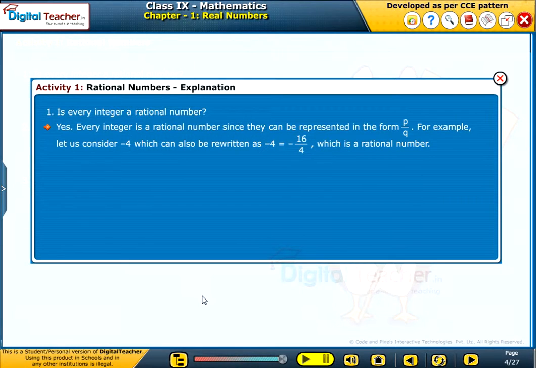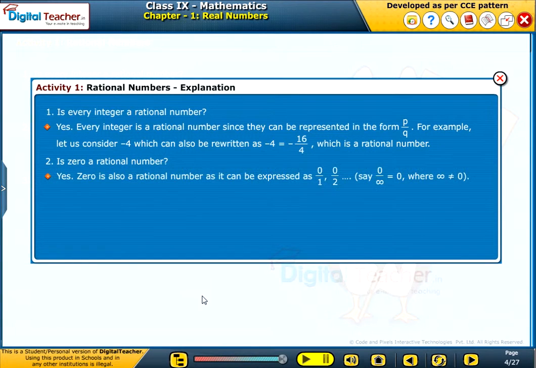For example, let us consider minus 4, which can also be rewritten as minus 4 equal to minus 16 by 4, which is a rational number. 2. Is 0 a rational number? Yes. 0 is also a rational number, as it can be expressed as 0 by 1, 0 by 2, and so on.